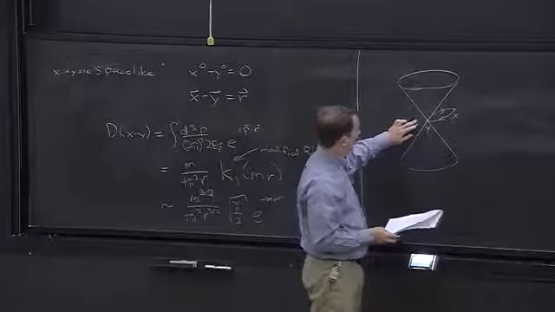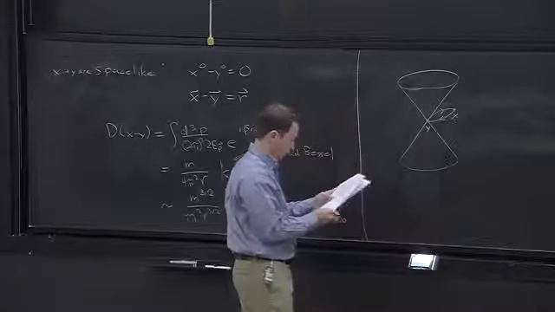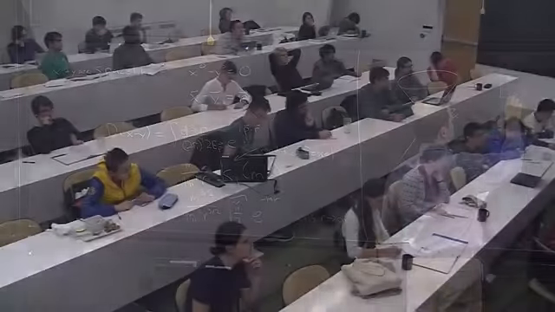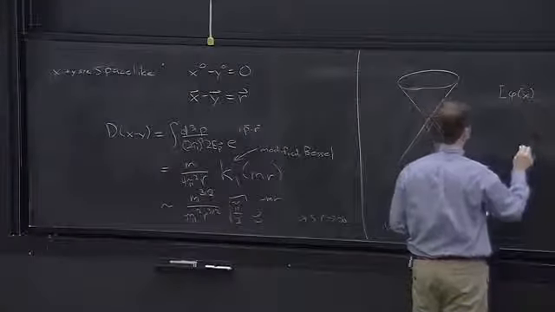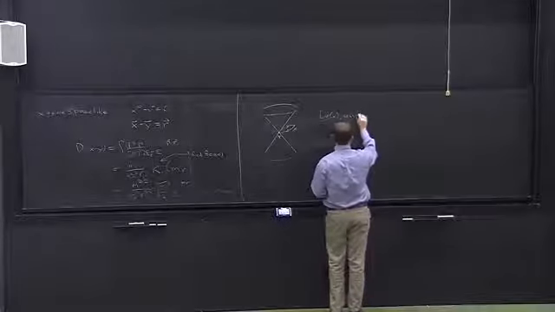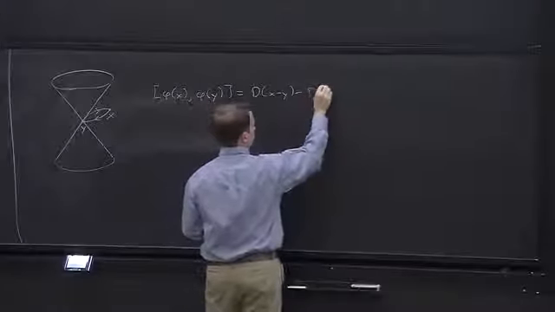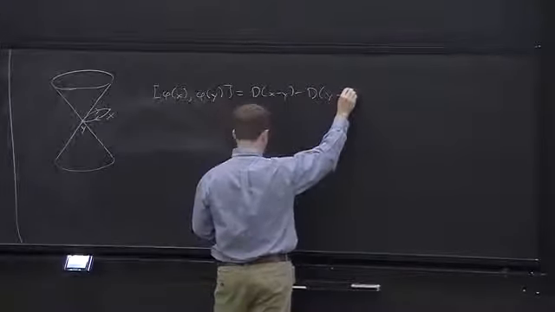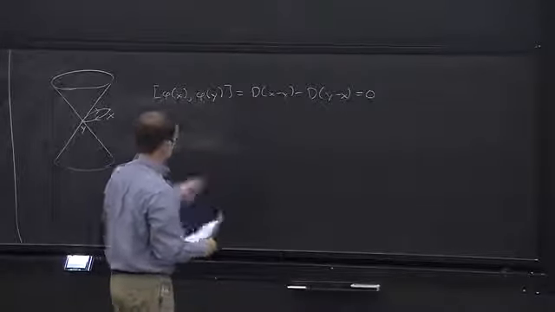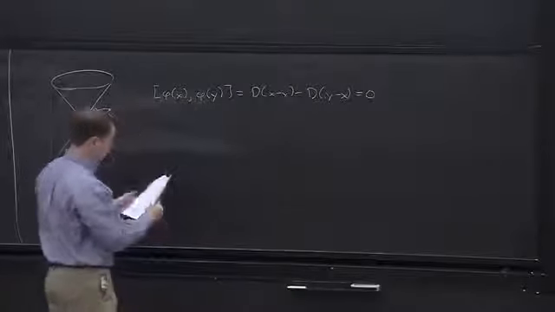And so these two amplitudes will cancel each other. That's the reason why this commutator vanishes. This commutator is D(x minus y) minus D(y minus x), which is 0. So both of these amplitudes are non-zero, but they cancel.